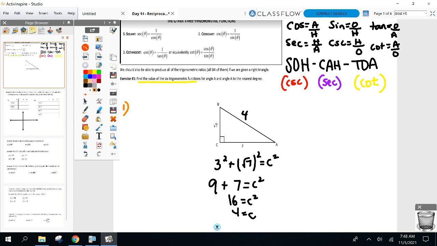I'm going to start it. How about sine? For angle A, so make sure we're looking at angle A when we do all these. Sine of A. If I use SOHCAHTOA, what will it be for sine? Opposite side over hypotenuse. Opposite is square root of 7 over hypotenuse. It's okay to have a radical in the numerator. That's fine, I don't need to change anything. It's just when it goes in the denominator.